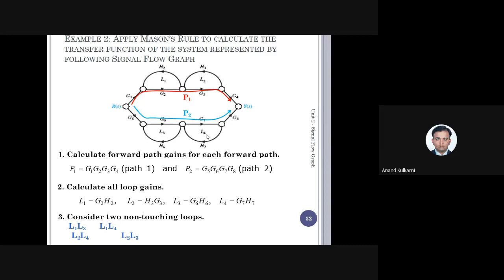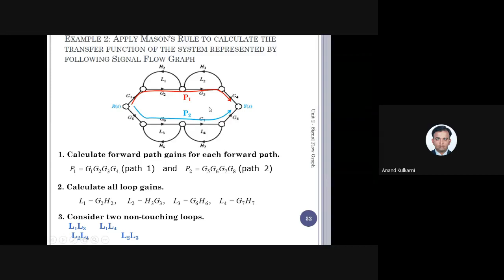So if I see here, which are the options? L1, L3 and L1, L4 are the two non-touching loops pair. Why? Because if you see here, these two nodes are nowhere connected or joining. So loop 1 is independent of L3 and L4. If I take two loops in a pair, L1, L3 is one option, L1, L4 is another option. Similarly, L2, L3 is another option, L2, L4 is another option. So there are totally four pairs of two non-touching loops, that is L1, L3, L1, L4, L2, L3, L2, L4.